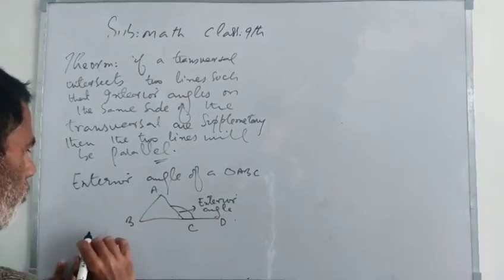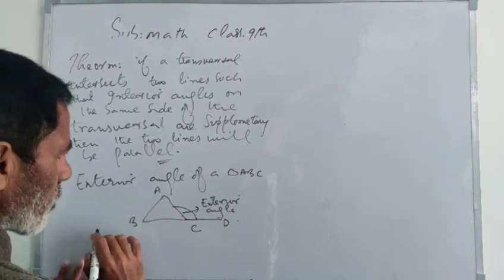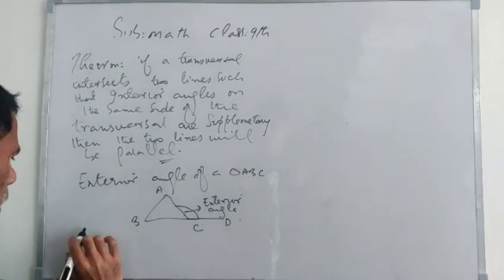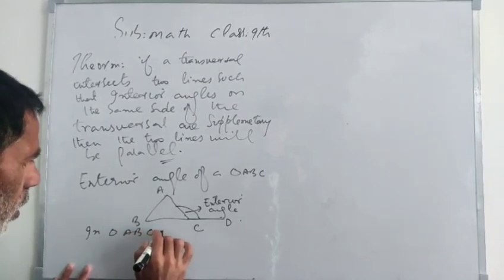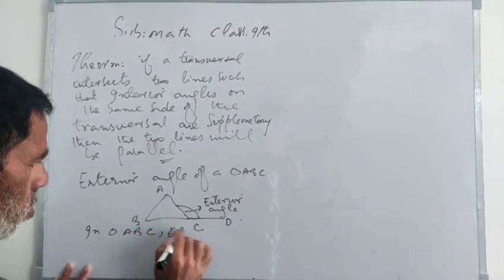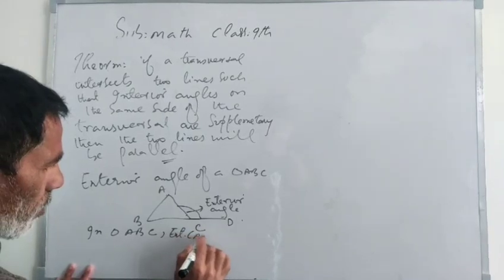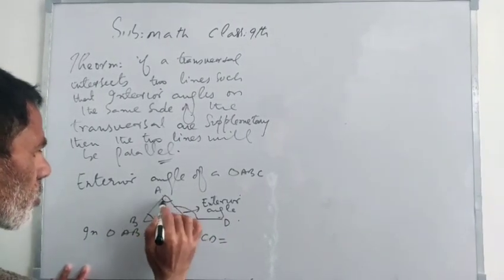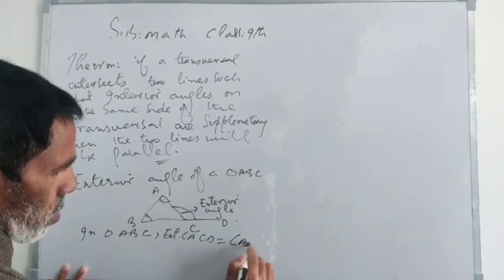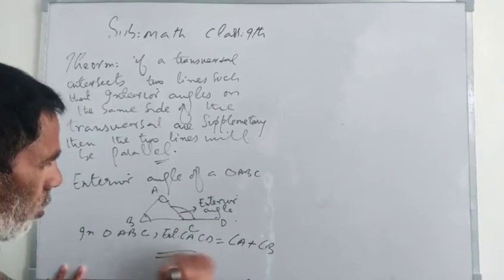Now we have to remember that in a triangle, exterior angle ACD will be equal to sum of interior opposite angles, that is angle A plus angle B. This point should be noted.